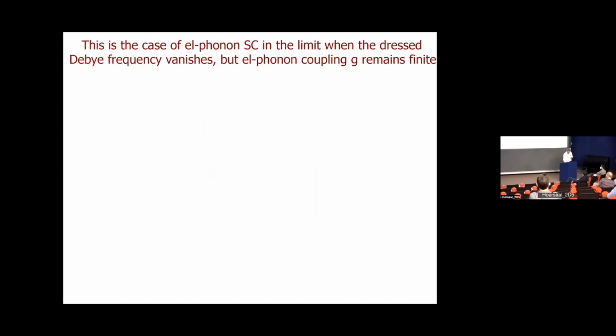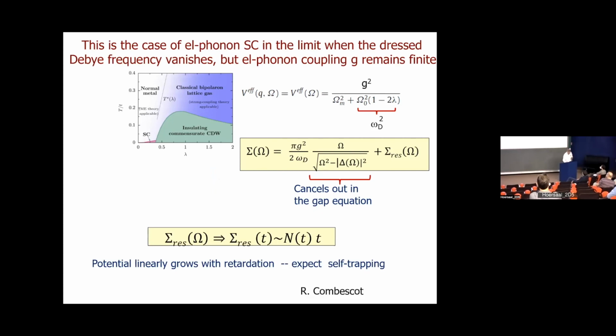Let me quickly put everything here. Roland Cambesco, who first noticed this back in 1995, I guess, put a nice explanation, which I think is reasonable. Let's skip details, but basically he said, let's take gamma equal to 2, which I already mentioned is the case of electron-phonon interaction when the effective, dressed Debye frequency, not the bare one, goes to 0. And so let's calculate the self-energy in this situation. The self-energy has a singular piece which contains the Debye frequency in the denominator, but a nice feature is that this piece cancels out in the gap equation.